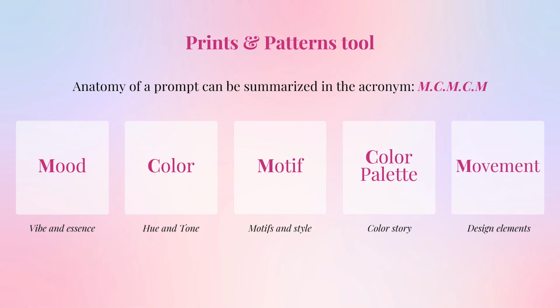Mood is the vibe of the overall print. Think descriptive words like elegant, chaotic, or dainty. Then include any colors in the print. Next are motifs and overall style. Your color palette is your color story, such as beachy blue tones. Lastly, movement captures any design elements.